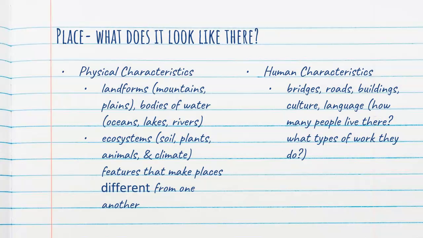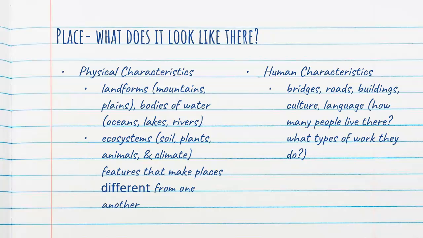Then moving on to place. Looking at place, we're answering this question: what does it look like there? So if I'm standing on the ground in this place, I'm going to look around and describe what it looks like. And I use 2 different sets of characteristics. The first are physical characteristics. Things like your landforms. Are there mountains there?